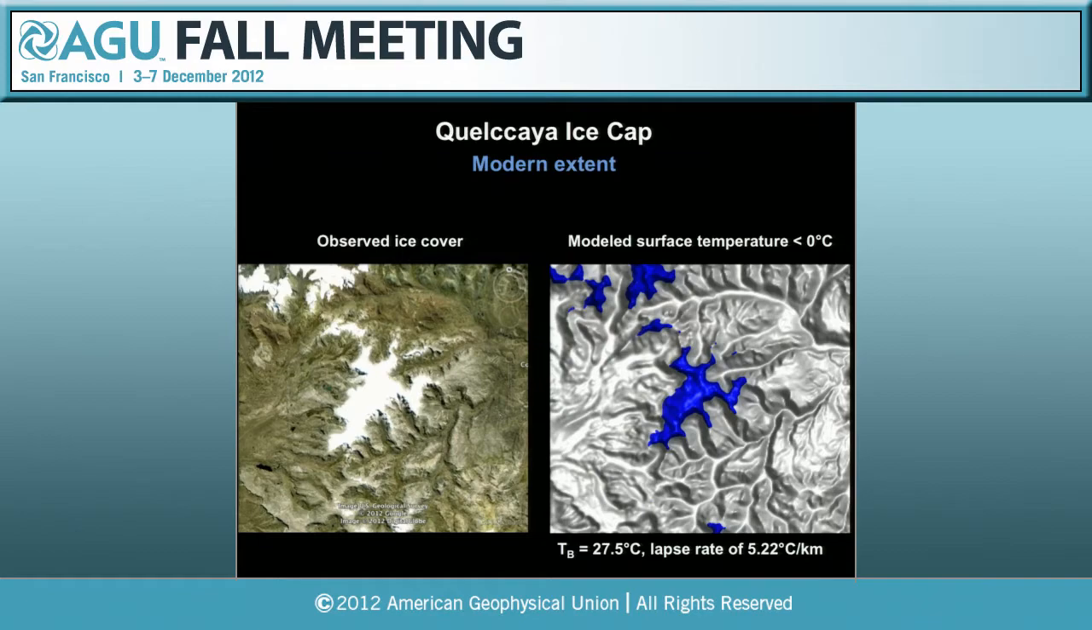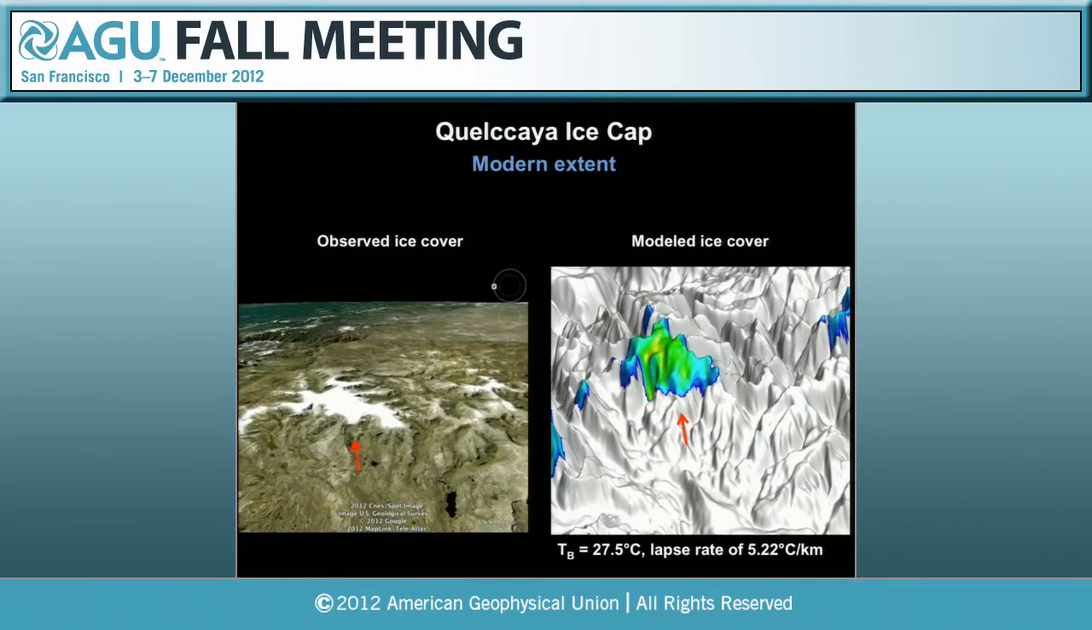So we are looking at some of the results here. That is the observed ice cover that we see in the modern. On the right-hand side, we see a model output for surface temperatures, and in blue I highlight the area characterized by temperatures below 0 degrees C. That's where the model generally simulates snowfall. With base level temperatures of 27.5 degrees C and a lapse rate of 5.22 degrees C per kilometer, we simulate an area below the freezing point that looks very similar to the modern ice cap.